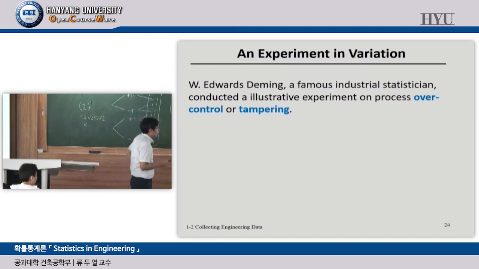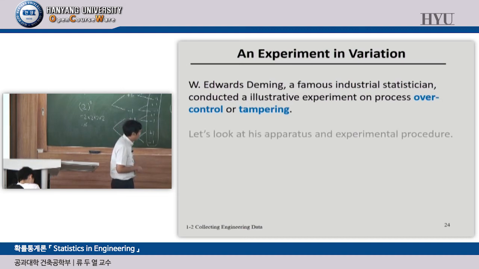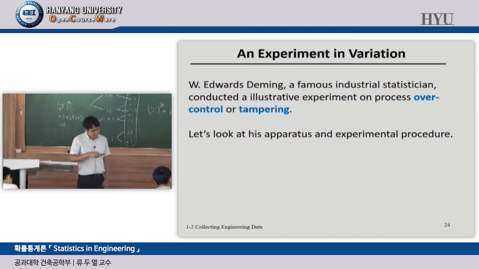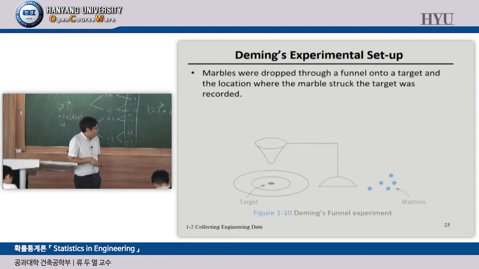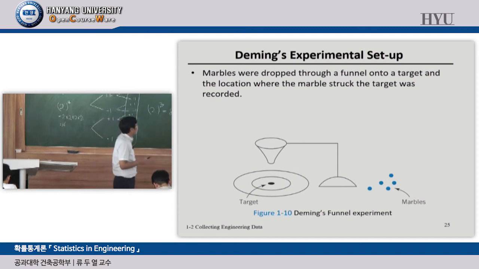W. Edward Deming, who is a famous industrial statistician, conducted an illustrative experiment on process over control or tampering. And let's look at his apparatus and experimental procedure. And based on his experimental setup, the marbles here were dropped through the funnel. This is the funnel here. Onto a target. This is the target.